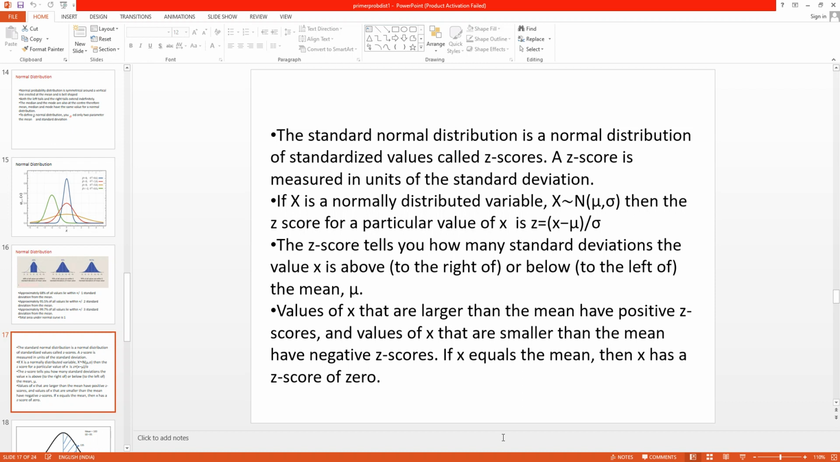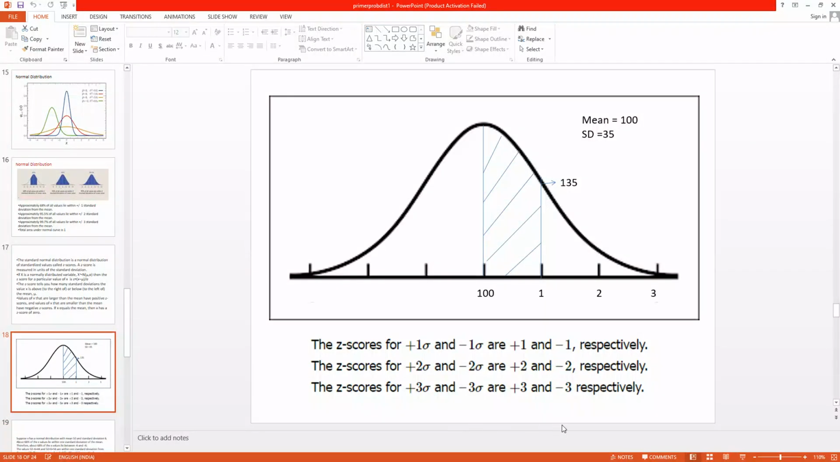So what does it tell you? It tells you how many standard deviations the value of x is above, which means to the right of, or below, which means to the left of, the mean, which is mu. So values which are larger than the mean have a positive z-score, and values of x which are smaller than the mean have a negative z-score. And if it's equal to the mean, then x has a z-score value of 0.